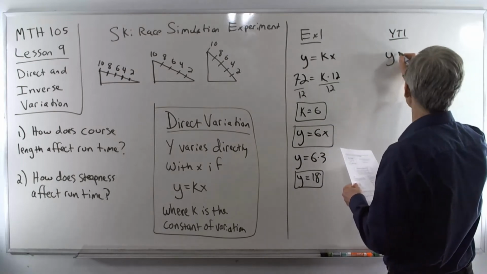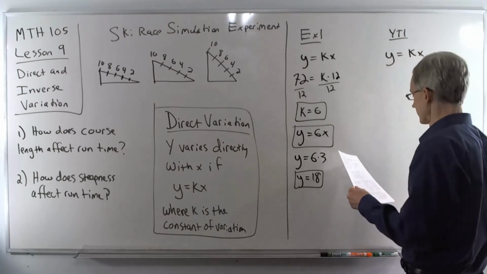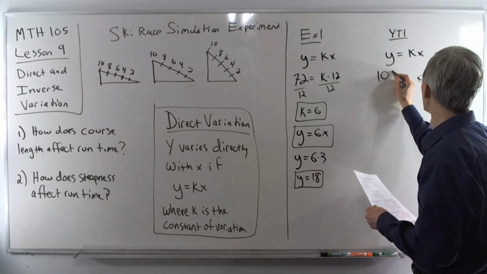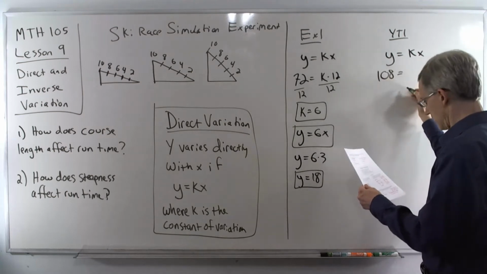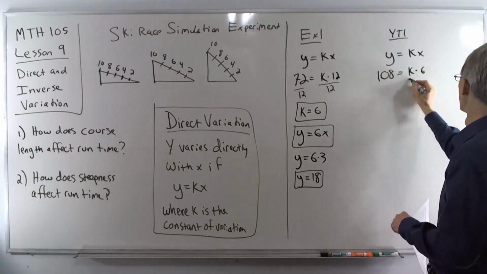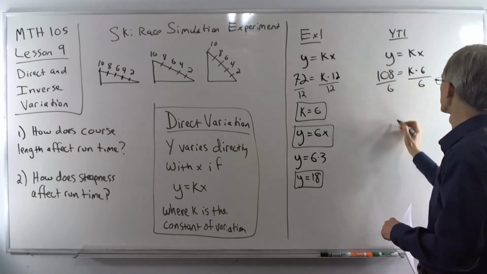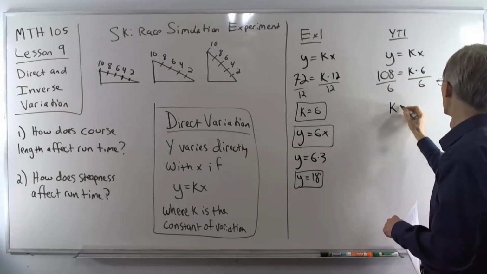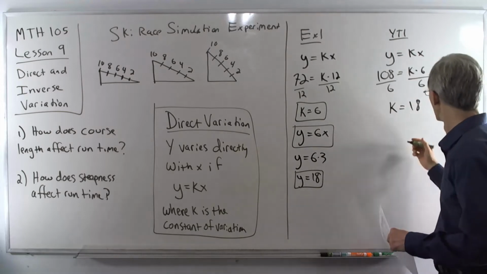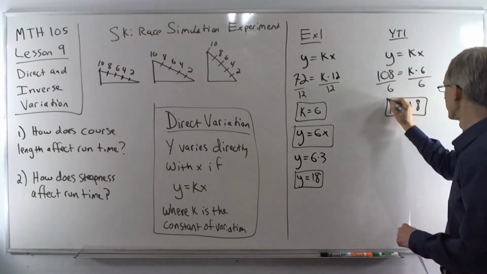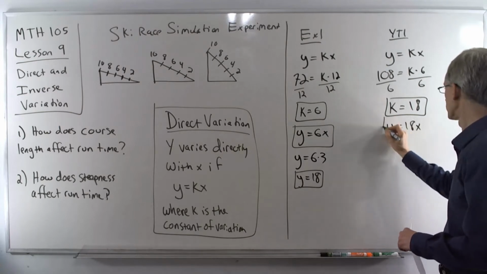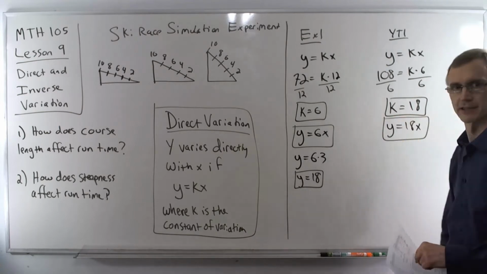All right, so there's our equation of variation, y equals kx. Now I'm going to plug in 108 for y, and 6 for x, so k times 6. And now we're going to solve for k. So let's get k by itself by dividing out the 6. And that gives us a k of 18. All right, so there's our constant of variation. And there's the equation of variation, y equals 18x.